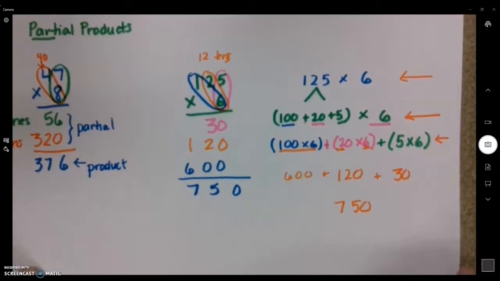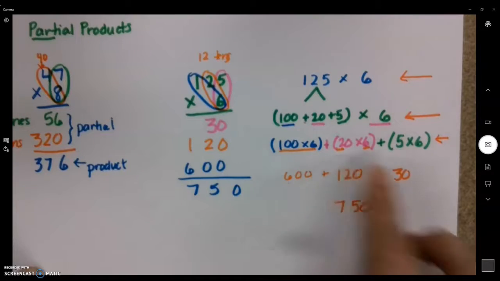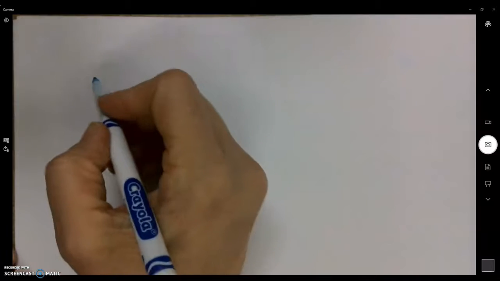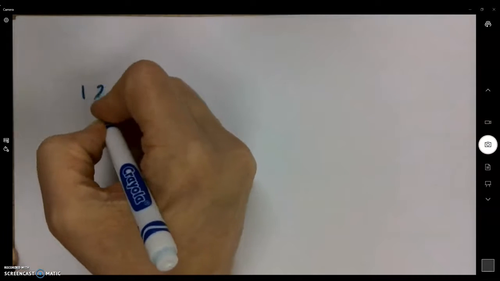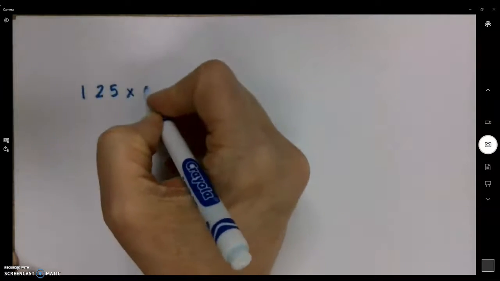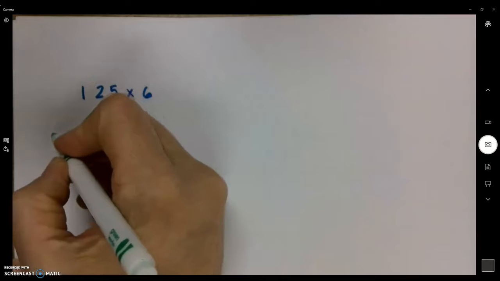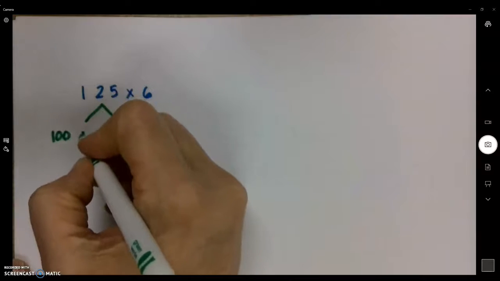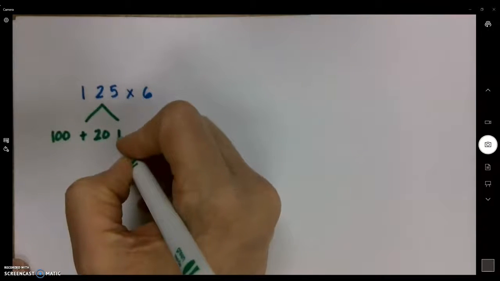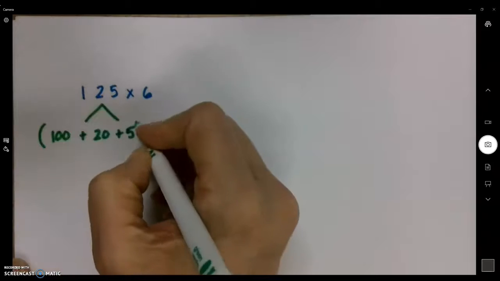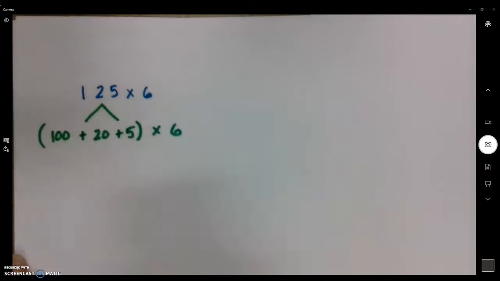And I want to introduce a third method that's very similar to this one. It's another way to decompose, very, very similar to what we've done. We'll have 4 methods in all by the time we're finished. So if I look at the 125 times 6, I'm going to write this one horizontally as well. And the beginning steps are exactly the same. I'm going to break my 125 up. I'm going to decompose it into 100 plus 20 plus 5. And then that all has to be multiplied by 6.